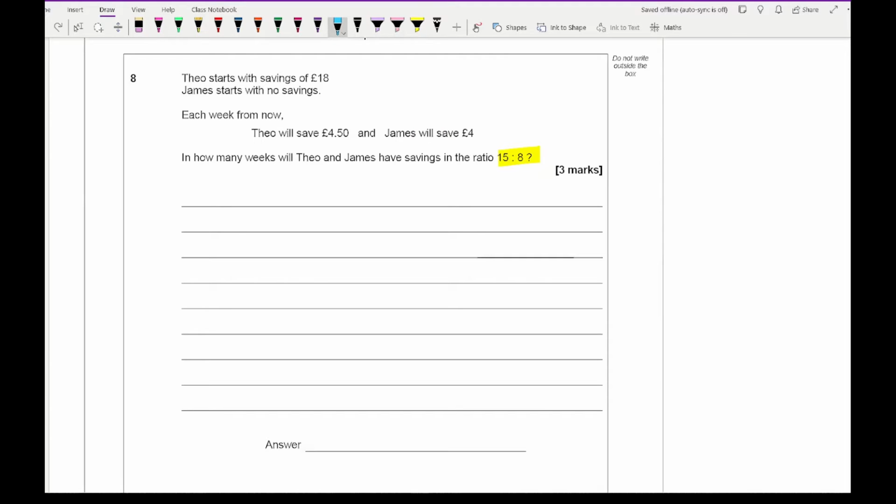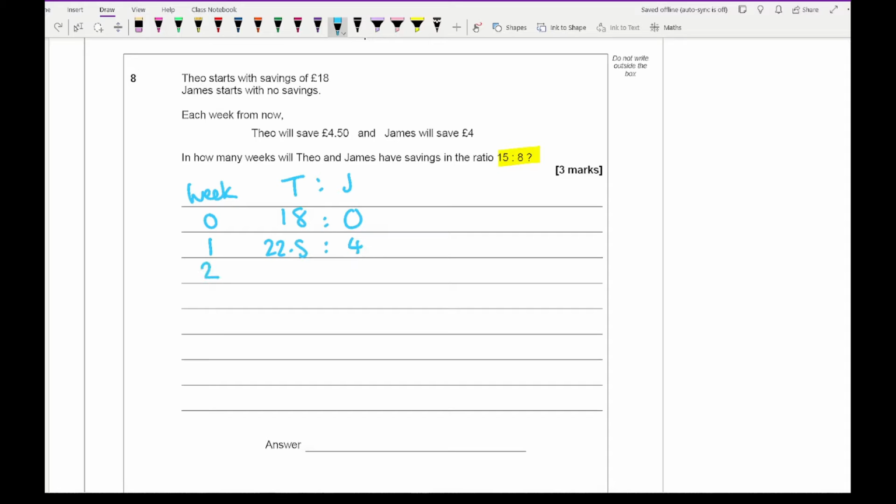So we're looking for where the first number is a multiple of 15 and the second number is a multiple of 8. So if we start this off by writing Theo and James, and we've got the week number. So in week 0, so right at the start, Theo has got 18 and James has got 0. Then in week 1, Theo's amount is going to be increasing by £4.50, so that's going to be £22.50, and James is going to start saving £4.